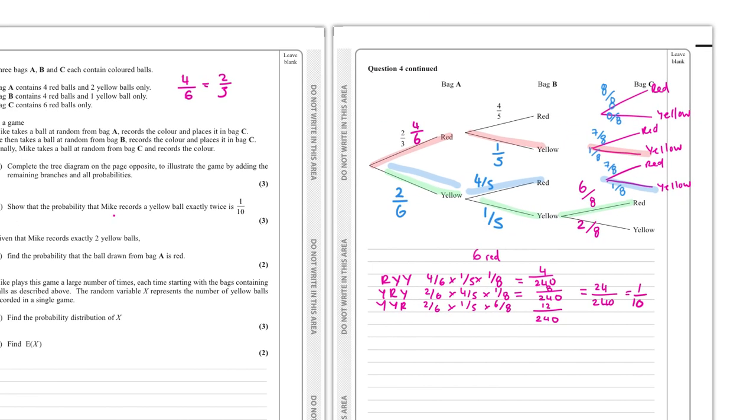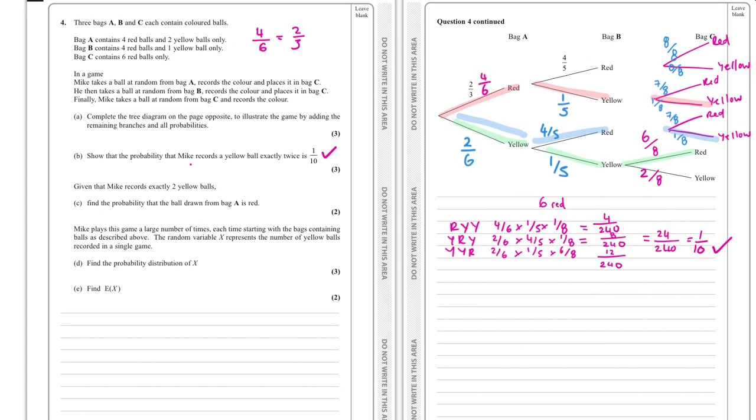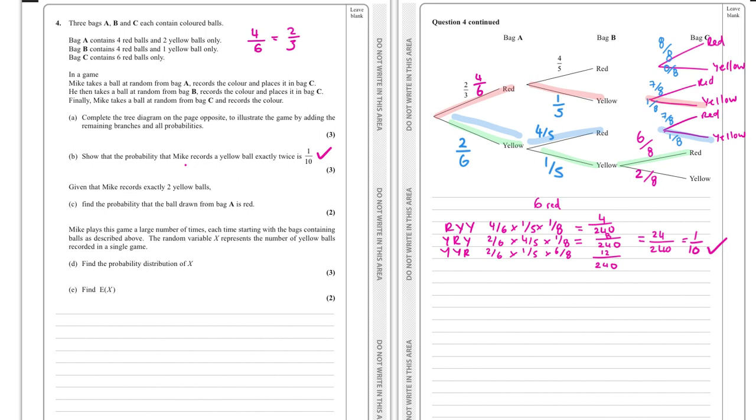Okay? Now it wants us to show it's 1 over 10. Done. Perfect. So guys, you know that you've done it right. Given that he records exactly 2 yellow balls. So this is given that. So whatever we have to figure out now is going to be over 1 over 10. Because it's given that he records 2 yellow balls. And given that means we can only go from our paths that we've done already. Find the probability that the ball drawn from bag A is red. Okay, what's the probability we draw from bag A? Red.